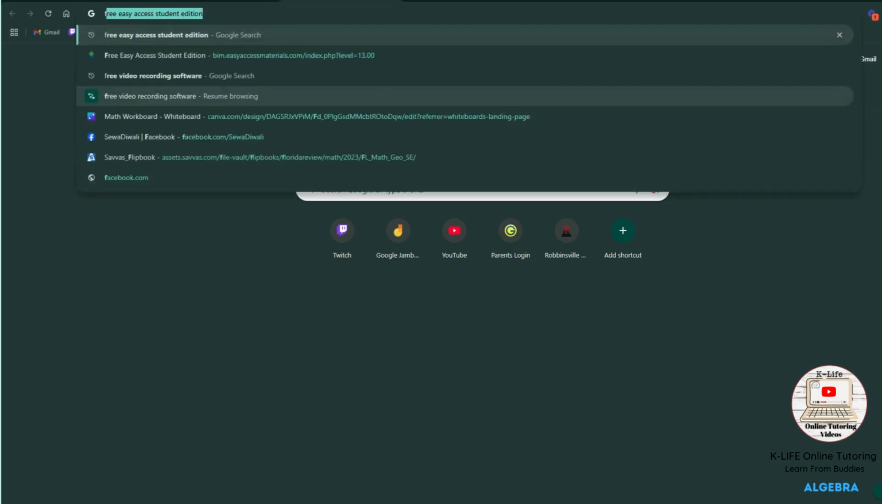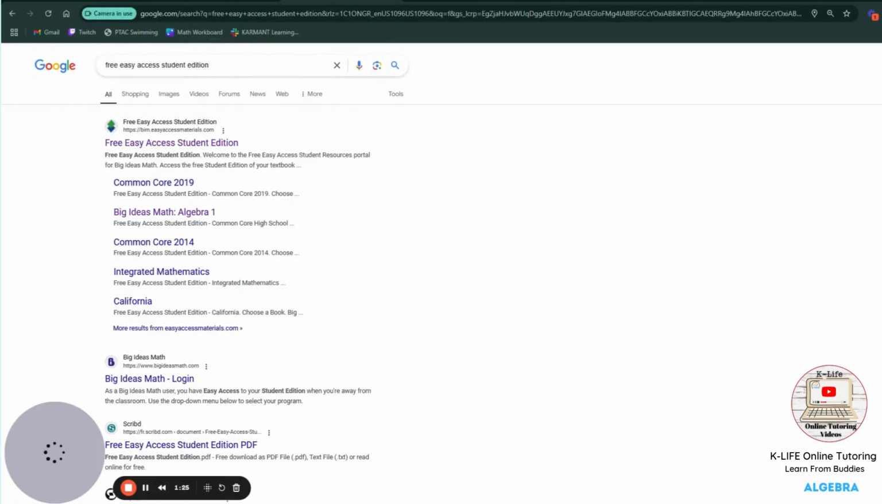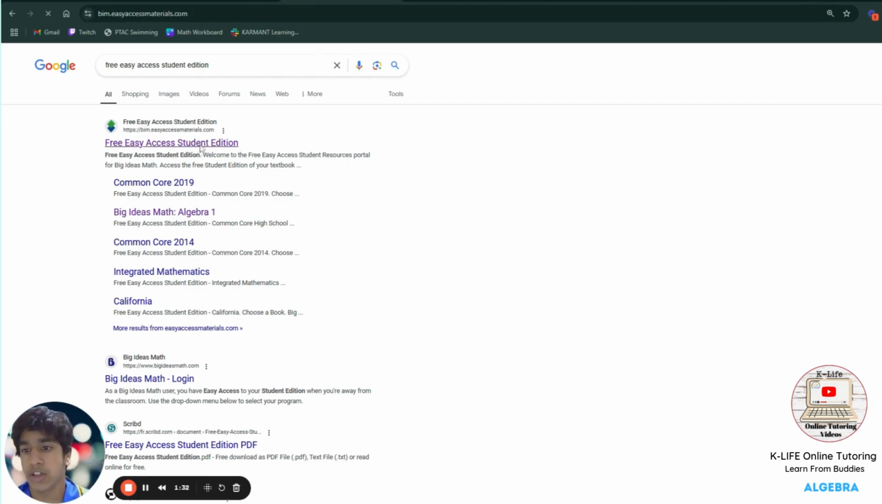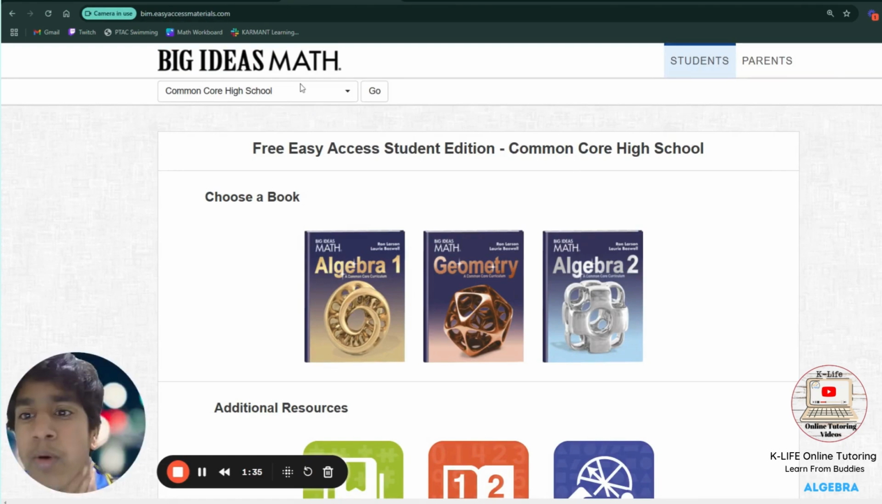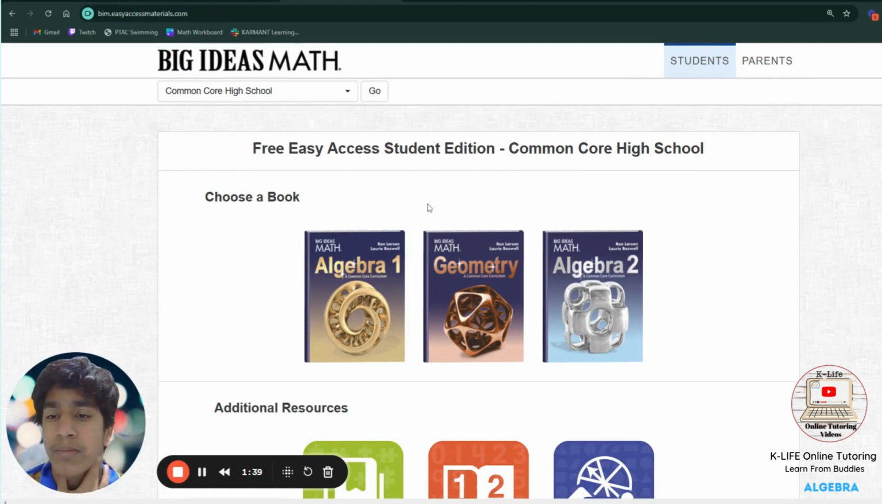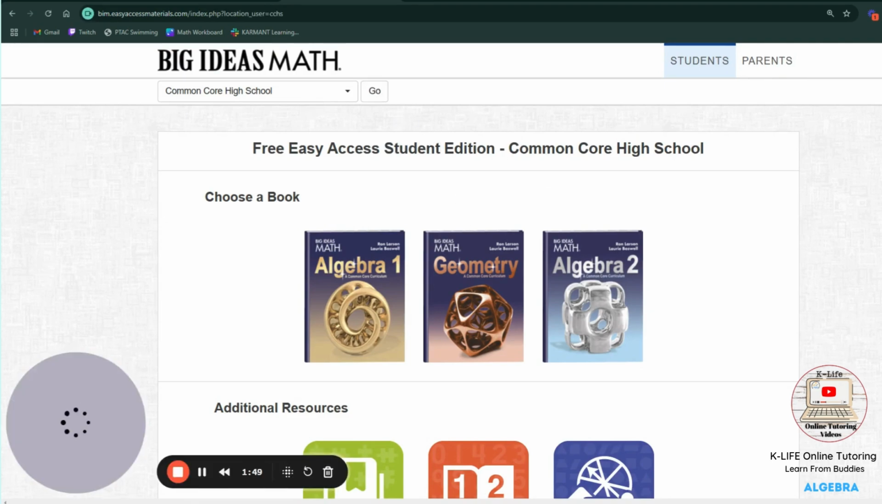First of all, you just type "free easy access student edition" in a new tab. Then you'll see something like this. You click on the first big header, which says free easy access student edition. It will bring you to a page that says to choose your program. It will not be this page, but you'll choose a program, go to Common Core High School, and then press go. It'll bring you to these three books.